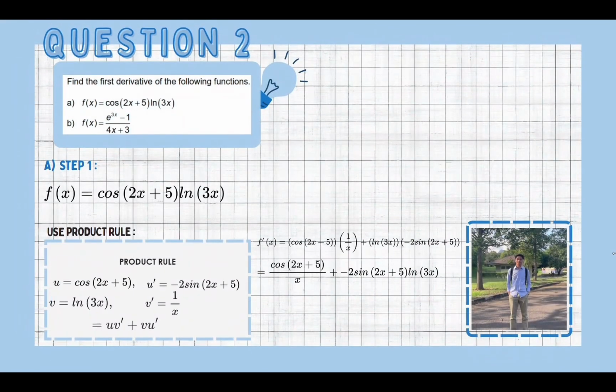Now we move on to question 2. The question is f(x) equal to (cos 2x + 5) ln 3x. Then we use the product rule, which is u equal to cos 2x + 5, and differentiate, we got u prime equal to negative sin 2x, and v equal to ln 3x, and differentiate it, we got v prime equal to 1 over x. And the formula is u multiply v prime plus v multiply u prime. Then we take the answers and fill them into the formula, which is (cos 2x + 5) multiply 1 over x plus ln 3x multiply negative sin 2x. So the final answer is (cos 2x + 5) over x plus negative sin 2x ln 3x.